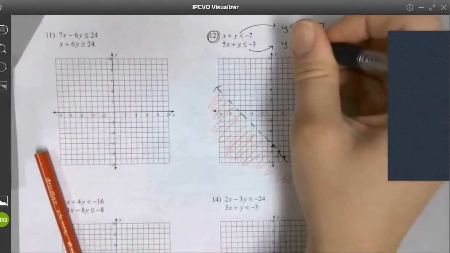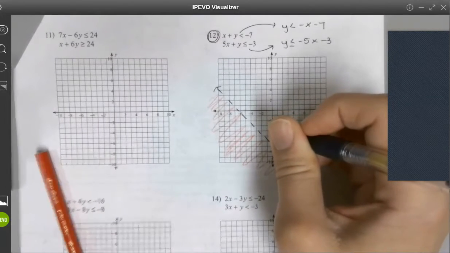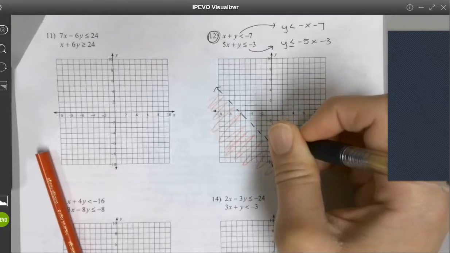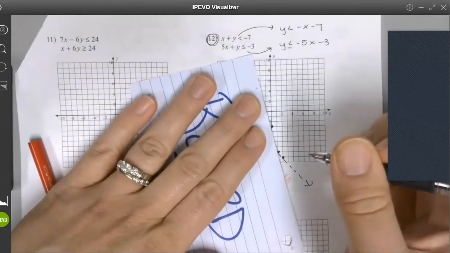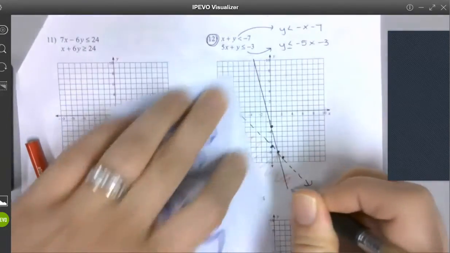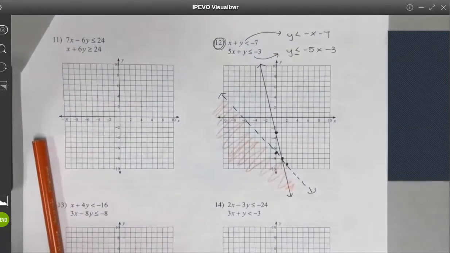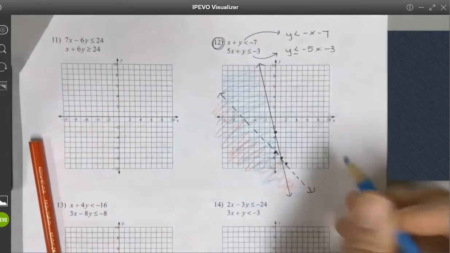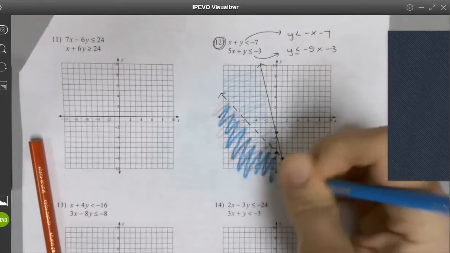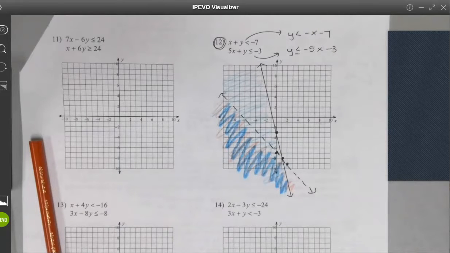My second inequality here, subtracting 5x, has a y-intercept at negative 3, slope of negative 5. This one's a solid line. And it is less than, so if I tested 0, 0, it would not work. So I'd be shading away from 0, 0. And then I want to make it really clear where that overlap is. And that's 12.